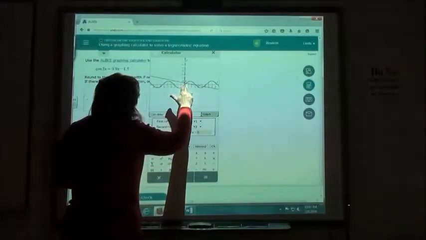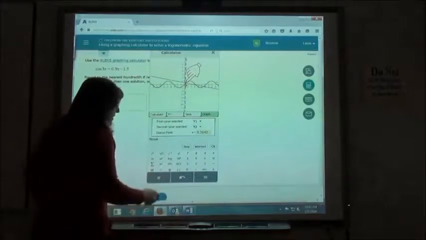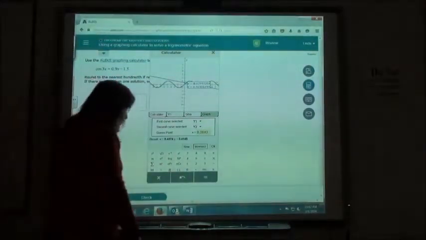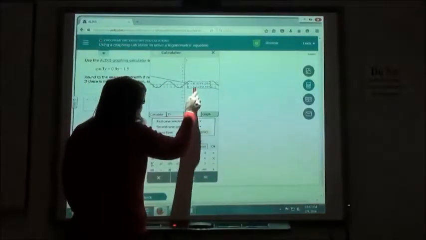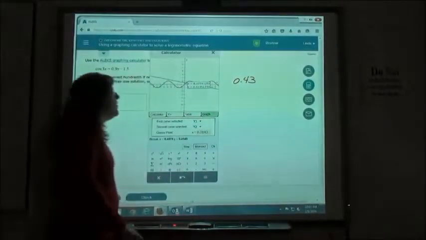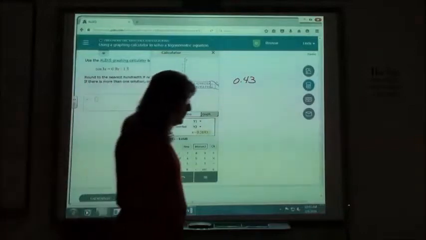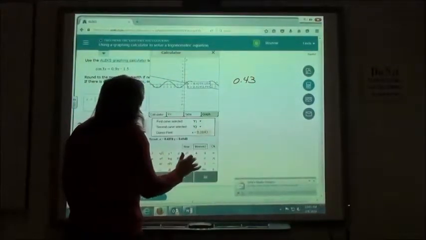Pull that baby as close to the first intersection as I can. Hit intersect. And it has 0.4274. Since it's 427, I have to round that up to 43. So 0.43 would be the first point that those two equations have in common. I'm going to hit OK.